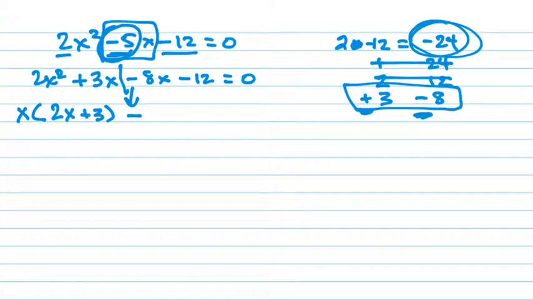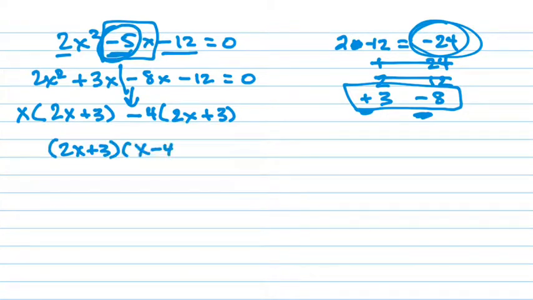What's common to 8x and 12? 4. Be careful. It's got to be the greatest common factor. Good job. Negative 8x divided by negative 4 is what? 2x. Negative 12 divided by negative 4 is? Positive 3. Excellent. Do the brackets match? Yes, and they have to. So I'm going to get 2x plus 3 times x minus 4, and it still equals 0. You don't need the equal 0 when you're factorizing, but once you're finished, remember it's still an equation.